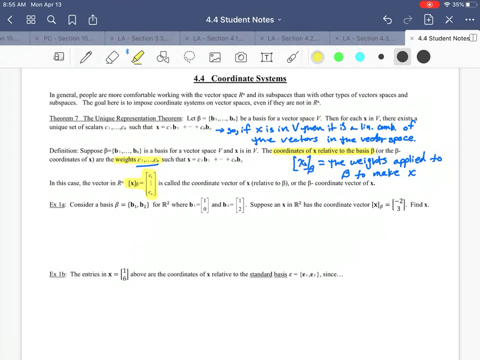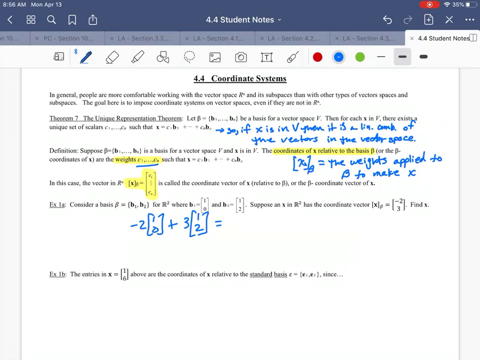All right, so let's look at this first example. So consider this basis right here. We have our basis vectors right here and right here, all right? And we want to go somewhere. We want to go to x. And to do that, we have to apply these weights right here. So the way that you do that is you take -2 and you apply it to (1, 0). And then you take 3 and you apply it to (1, 2). All right, and then you get your answer. So that's going to be where you're going.